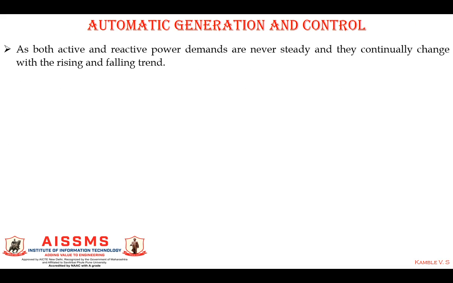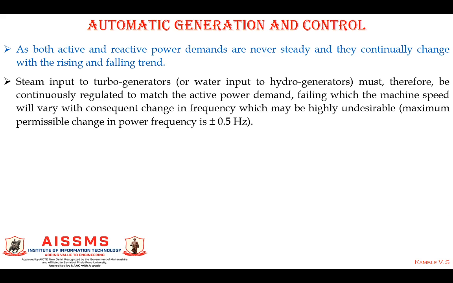So both active power and reactive power demands are not steady. They are continuously changing with a rising and falling trend. So there may be an increase in the reactive power, increase in the active power, as well as a decrease in the reactive power and active power. The steam input to the turbo generators, if it is a thermal power plant, the input will be the steam input. If the power plant is a hydropower plant, the water will be input to the hydro generators.